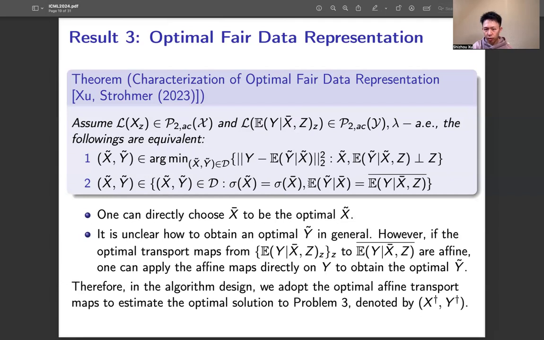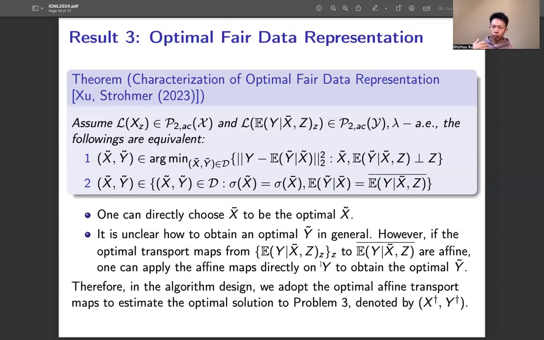However, the difficulty comes from this equation. It's not clear in general how we can construct a y tilde satisfying this equation. But the key observation here is that if the optimal transport maps that transport the sensitive groups for the conditional expectation of y given x bar and z to their barycenter are affine, then we can leverage the linearity of the conditional expectation operator in terms of y to directly apply those affine maps on y to deform and generate our optimal choice y tilde.